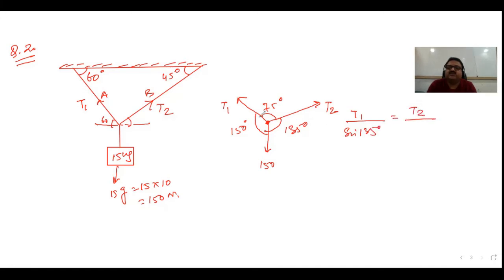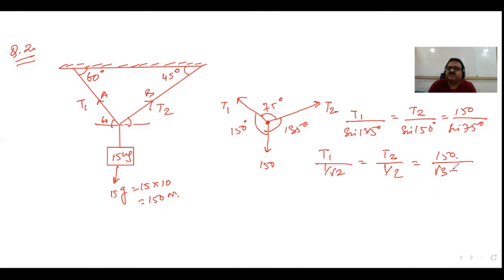T2 by sine of the opposite angle, that is sine of 150 degrees, and T3 by sine of 75 degrees. Now you can solve it easily. T1 by sine 135, which is 90 plus 45, that is cos 45, 1 by root 2. And T2 by sine 150 means cos 60, which is half, and 150 by sine 75 degrees. Now sine 75 degrees is equal to (root 3 plus 1) divided by 2 root 2. Okay, now you can solve it easily.